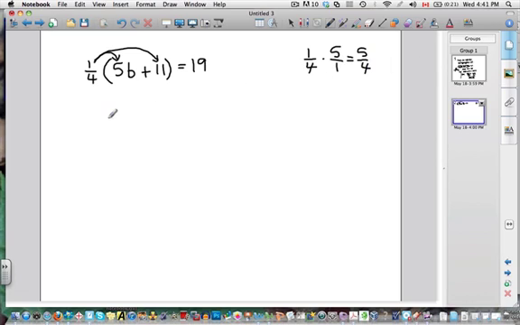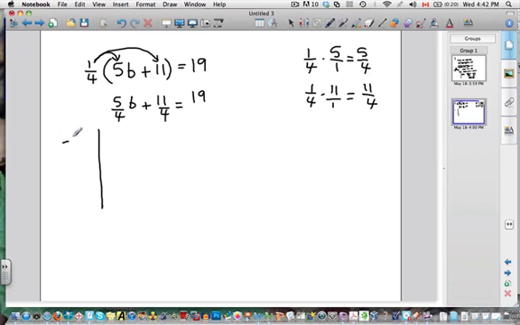This is a review of your fractions. So I have 5 over 4b, and then I also multiply 1/4 times 11. 11 over 1, so I have 11 over 4. 5 over 4b plus 11 over 4 equals 19. Now, because this is a fraction, we don't look at it any differently. Sometimes you might look at it differently, but it's a number. So what would I normally do? Well, I would normally subtract that number.